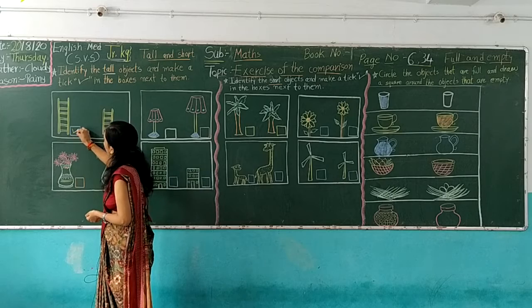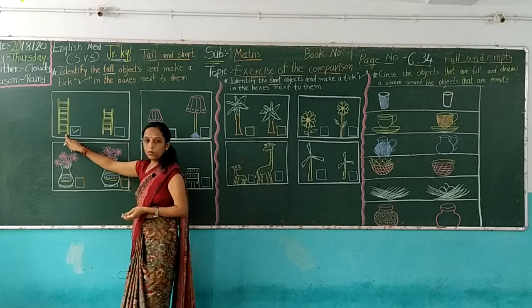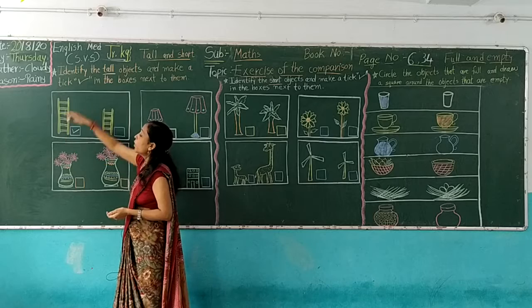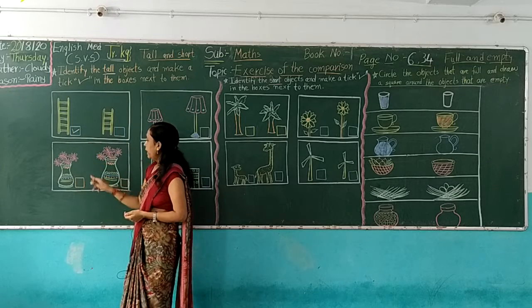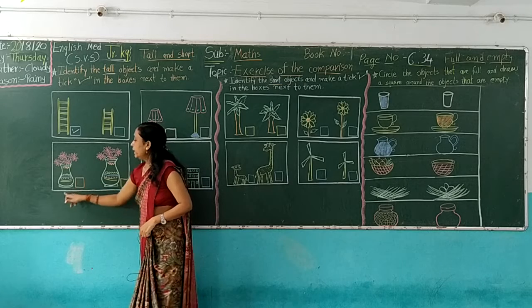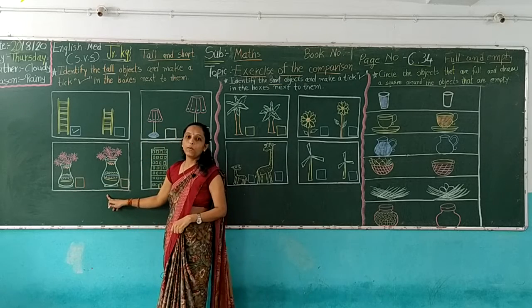Tick the right here. Tall object. Okay. This ladder is tall. So tick right here. And next, what is this? These are two flower pots.